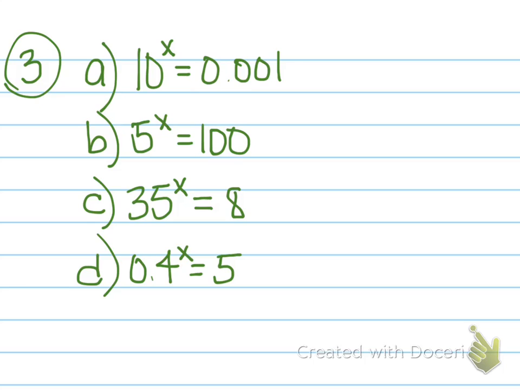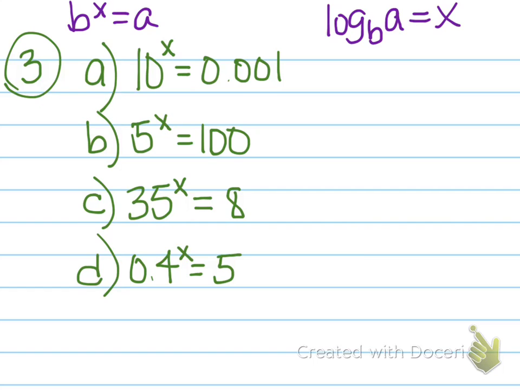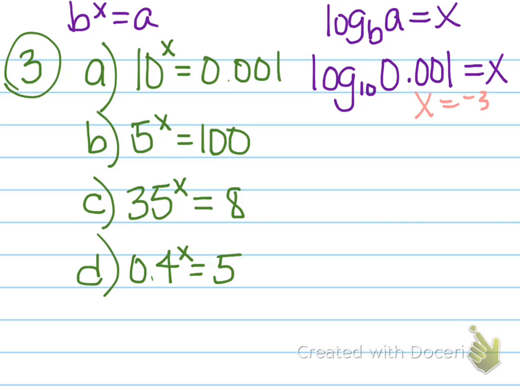So 10 to the x power, again, remember, B to the x equals A is interchangeable with log base B of A equaling x. So this would be kind of hard to solve this way. If I rewrite it as log, I would have log base 10, which I can write in, but I don't have to, of 0.001 equals x. And then I can use the calculator to solve, and I would find out that x equals negative 3.